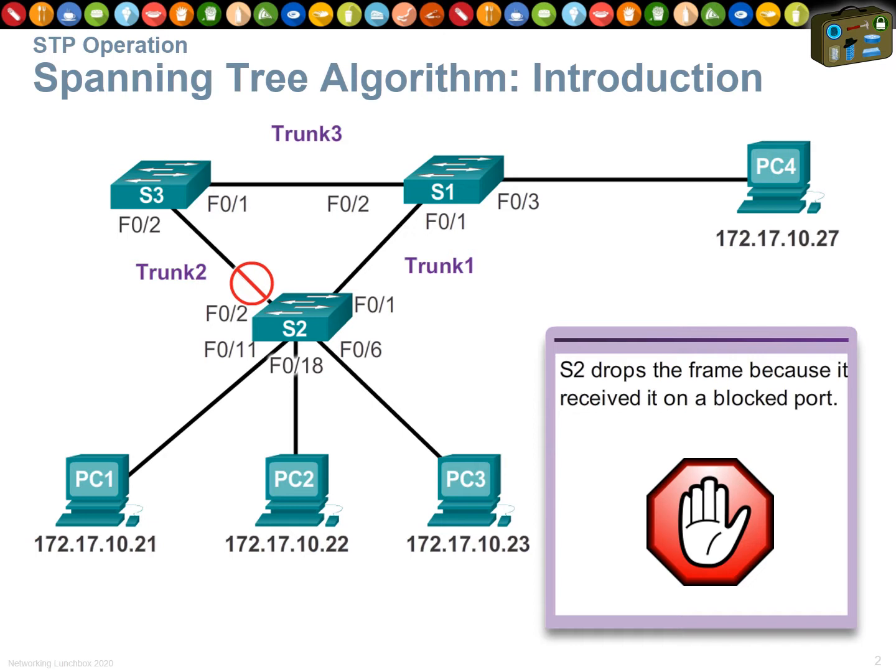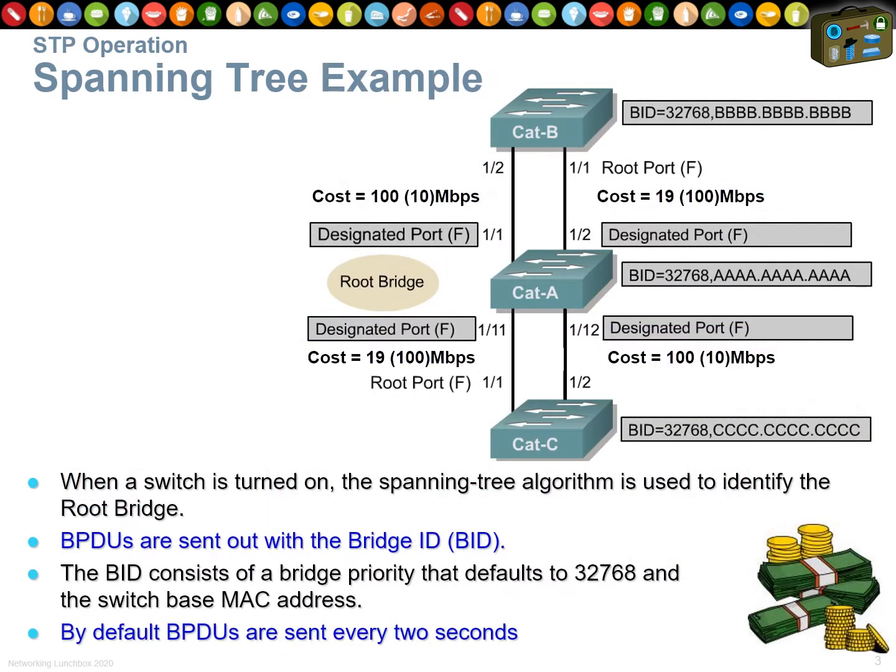So the spanning tree algorithm is designed to reduce loops that occur at layer 2. It does this by giving all the links a cost. There's a BPDU, or Bridge Protocol Data Unit, that moves between all the switches every few seconds, and that has information about the ports and the speed, and also identifies the switch with a Bridge Identifier.